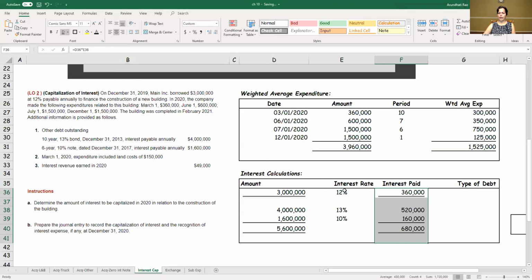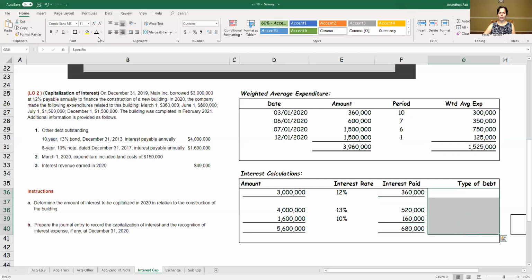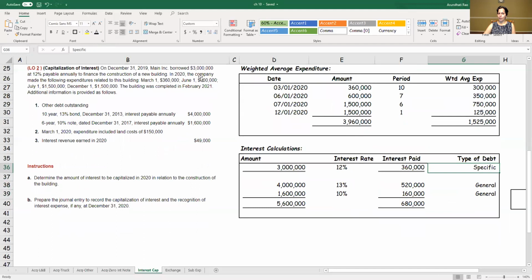And then I see how much interest I paid for the specific debt and how much interest I paid for the general debt. And here I've just identified what type of debt it is. This is specific to the construction on hand, and these two are general debts. I already have those in my books, and I could use the money for whatever reason unless I've been told I'm not allowed to use that money for this particular reason. Now again, keep in mind, the weighted average expenditure is less than the $3 million I borrowed.